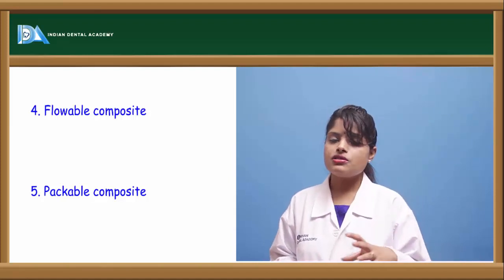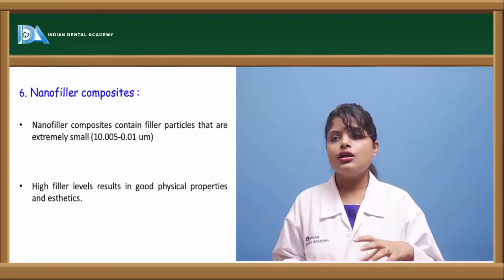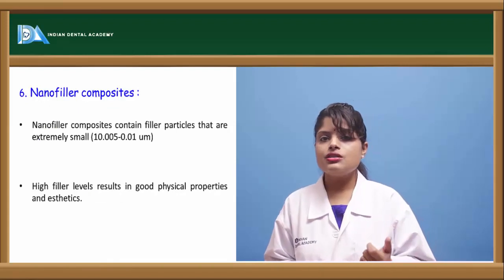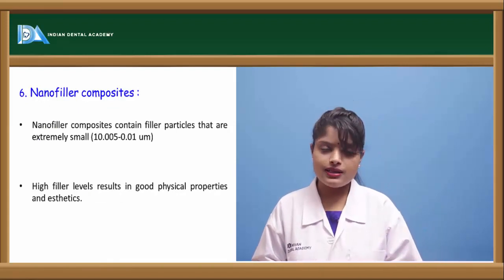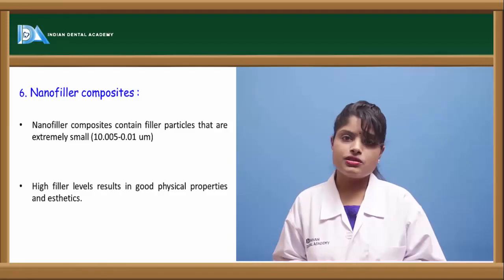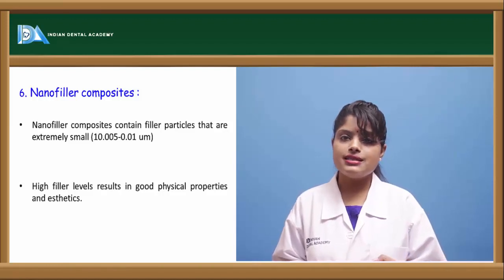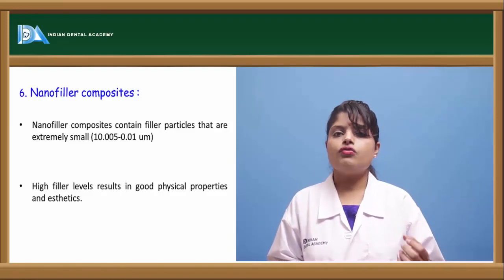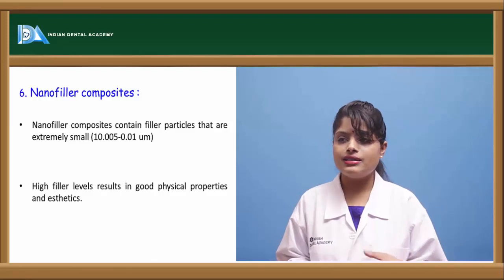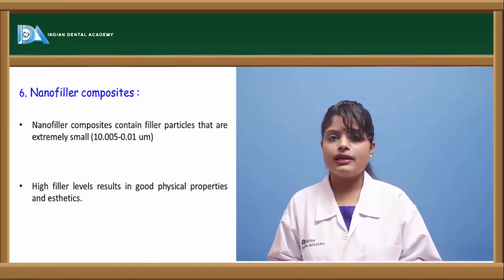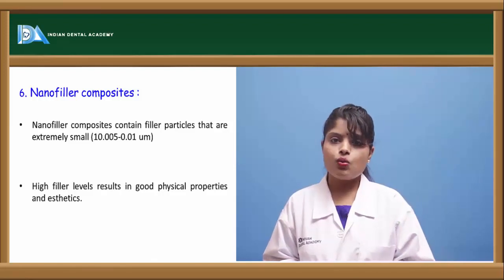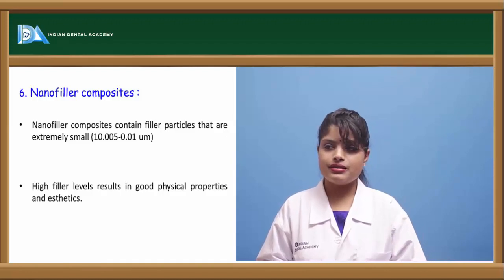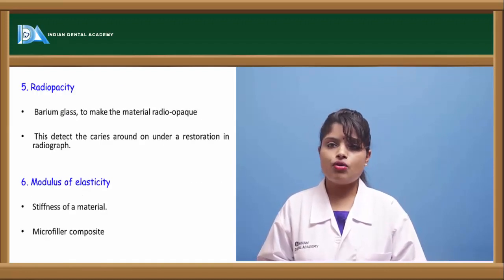The packable composites are those which can be easily packed into the cavities formed by the tooth preparation. Then there is the nanofiller composite, which has the highest translucency and is the smoothest of all. It has a filler content of about 35 to 40% and a particle size of 0.01 micron. It has good physical properties.